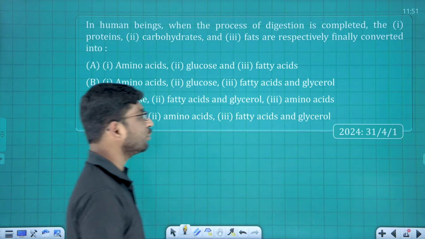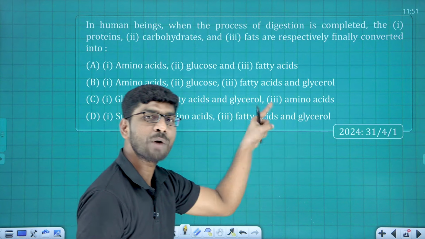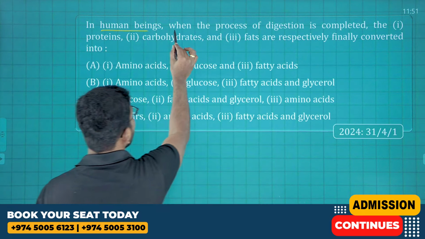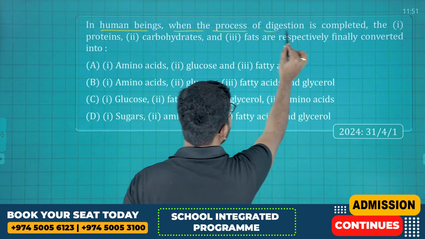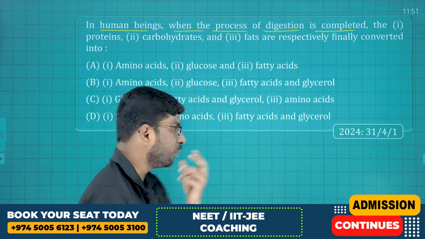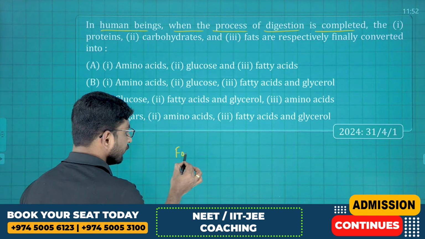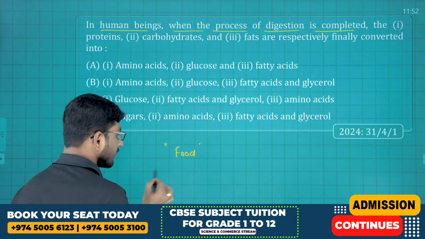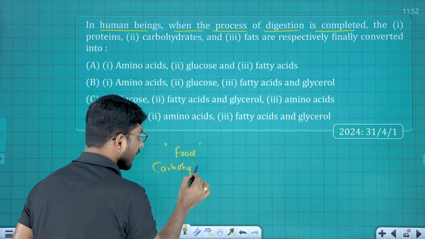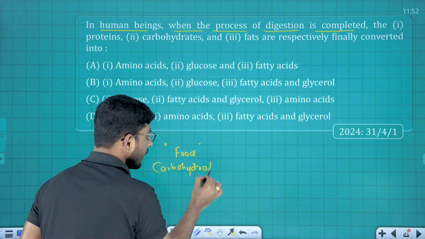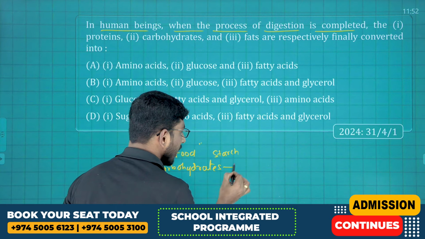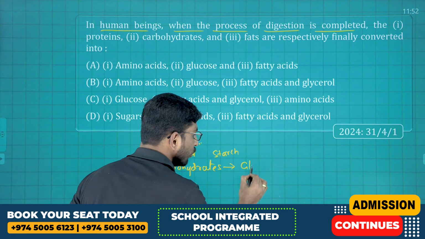Look at the next question. 2024, one more question from the life process chapter. In human beings, when the process of digestion is completed, we know in our food there are three major types of substances. Tell me, what are they? Carbohydrates. These carbohydrates, normally we call what? Tell me, starch. These carbohydrates are digested into glucose.